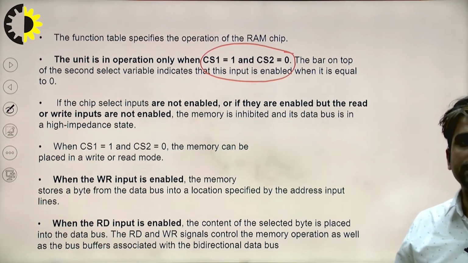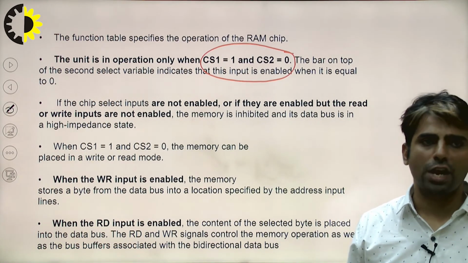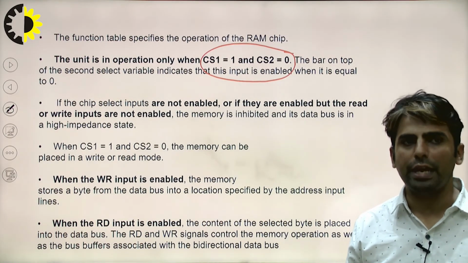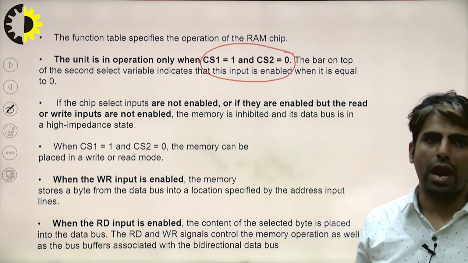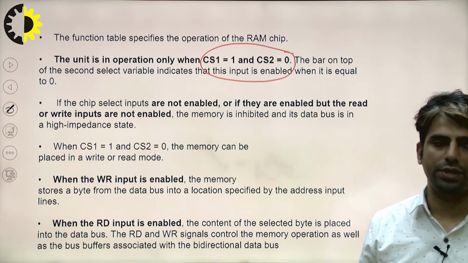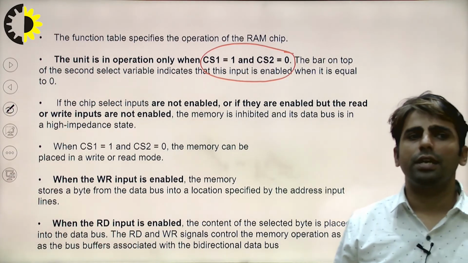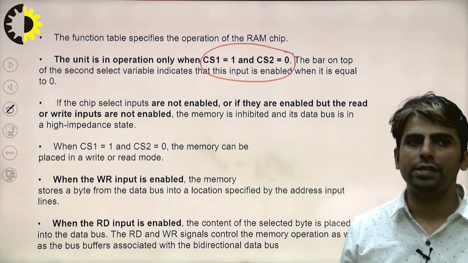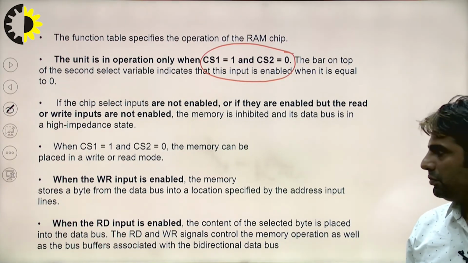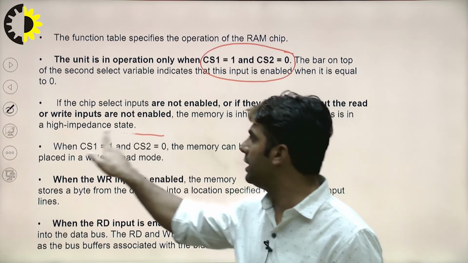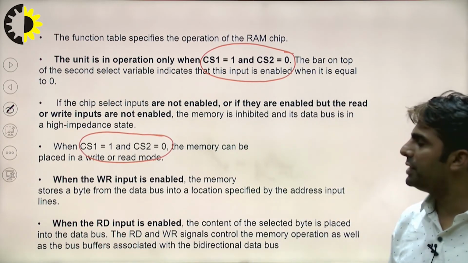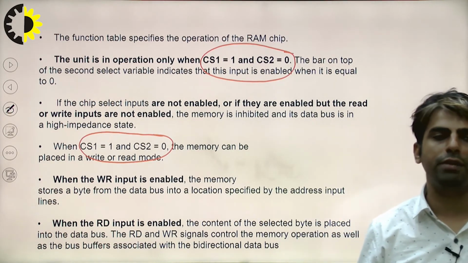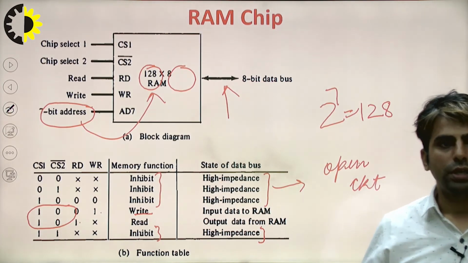If the chip select inputs are not enabled, or if they are enabled but the read or write inputs are not enabled, the memory is inhibited and its data bus is in high impedance state. So when CS1 is equal to 1 and CS2 is equal to 0, the memory can be placed in read and write mode. This is quite important. That is what is shown here.